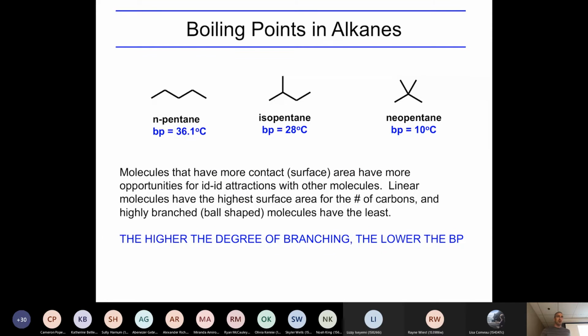Now, to answer your question about what happens if you have isomers. Here's an example. These are the three isomers of pentane. We have n-pentane, 36 degrees, isopentane, 28, neopentane, 10. So these are all isomers, obviously with different intermolecular forces because they have different boiling points. Another factor which is important for determining the boiling point of an alkane is the surface area.